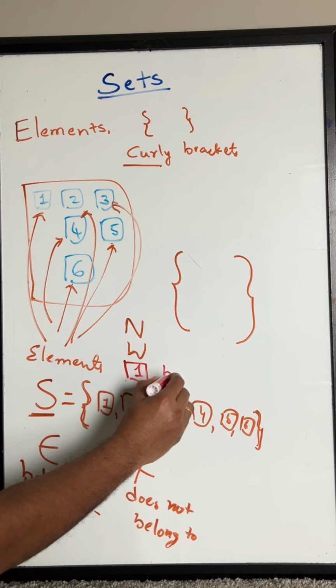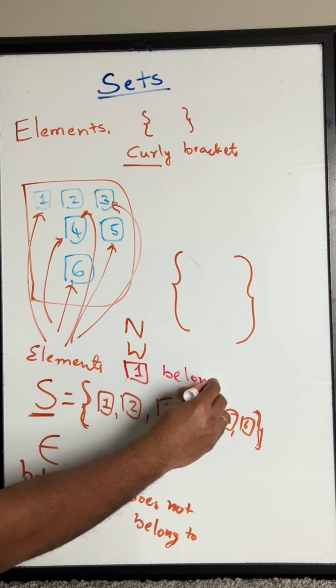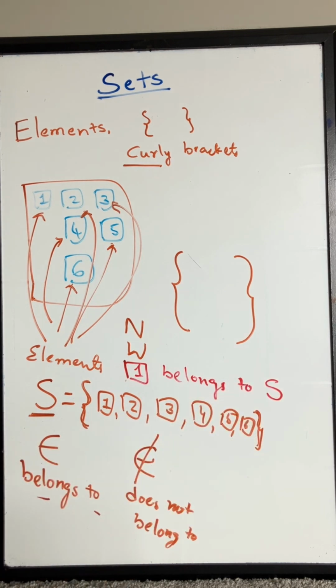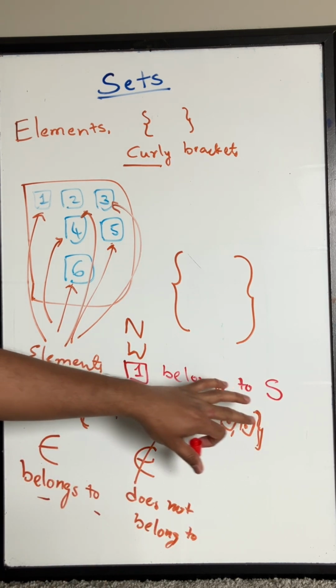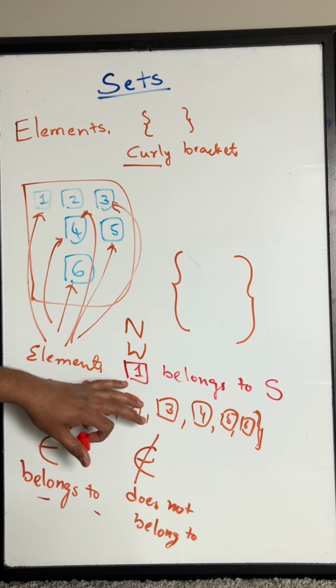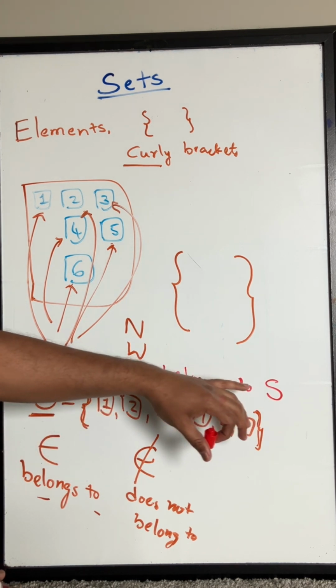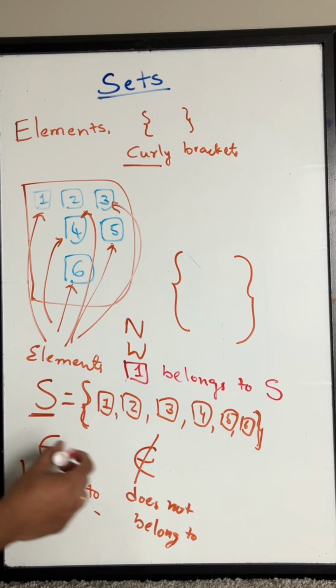Stamp one belongs to my collection, yes. Isn't it? This is my collection, not anybody's collection of stamps. So one belongs to Shiva Studies collection of stamps. Okay, good. So writing this is big, right? So that's the reason we use these symbols.